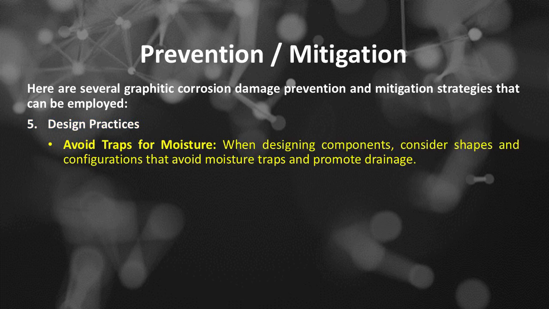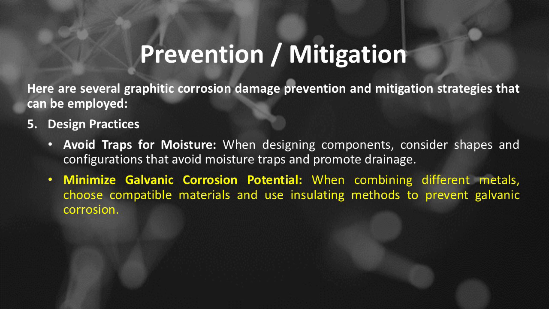Avoid traps for moisture. When designing components, consider shapes and configurations that avoid moisture traps and promote drainage. Minimize galvanic corrosion potential. When combining different metals, choose compatible materials and use insulating methods to prevent galvanic corrosion.